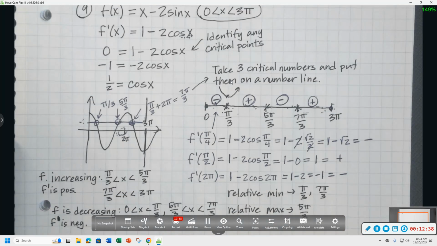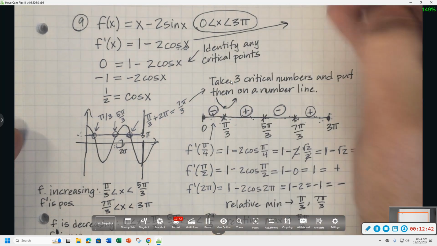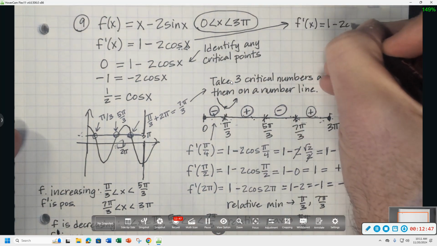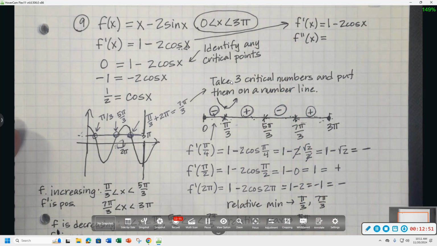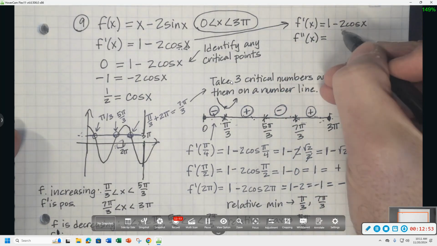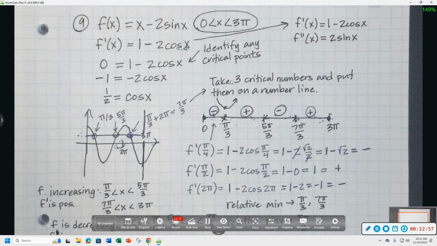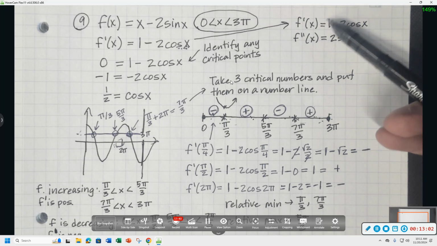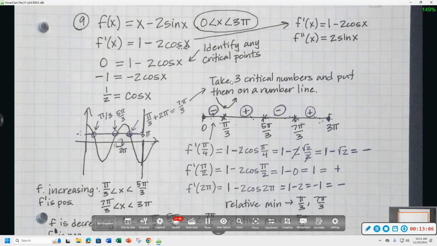So now I'm going back up. Now I've got some second derivative work to do. My f prime of x is 1 minus 2 cosine of x. That means f double prime is 2 sine of x. The advantage of not having that 1 in there makes this a much easier prospect to deal with.